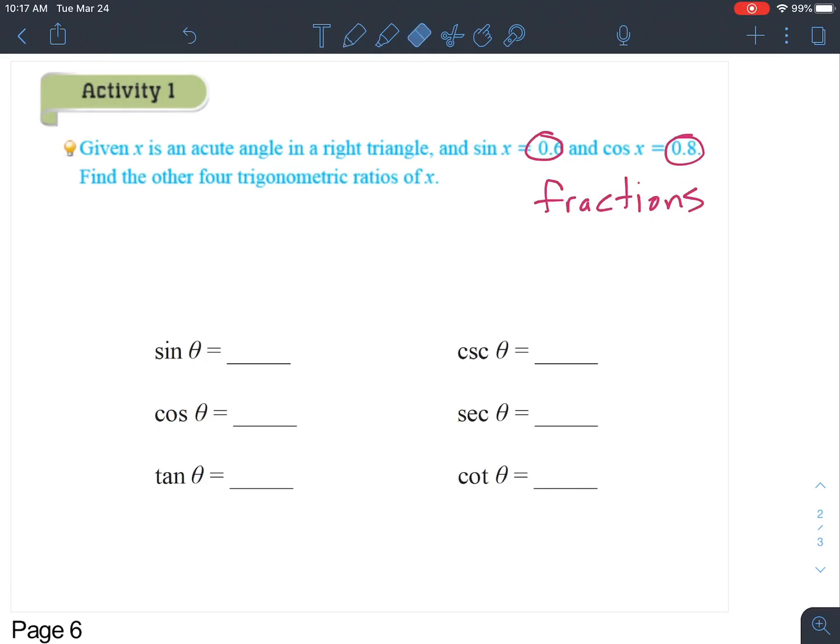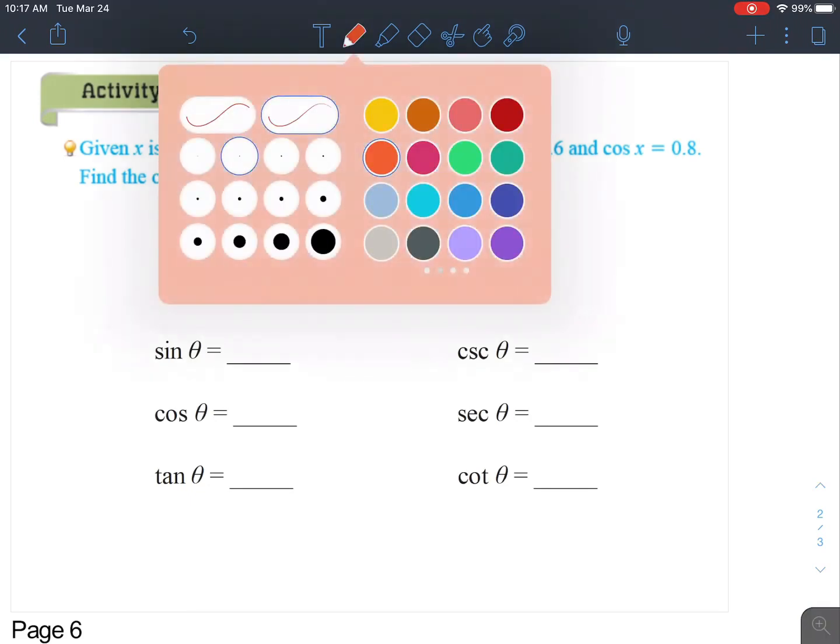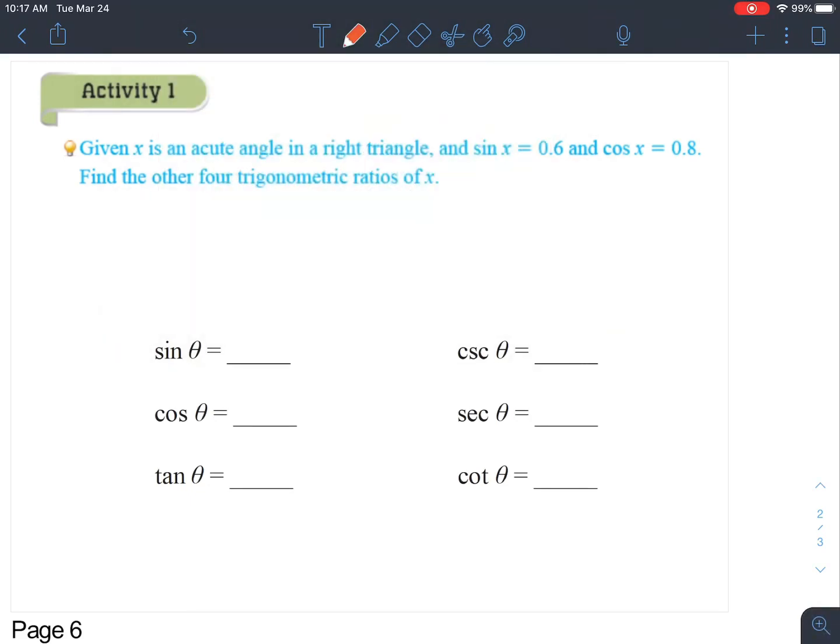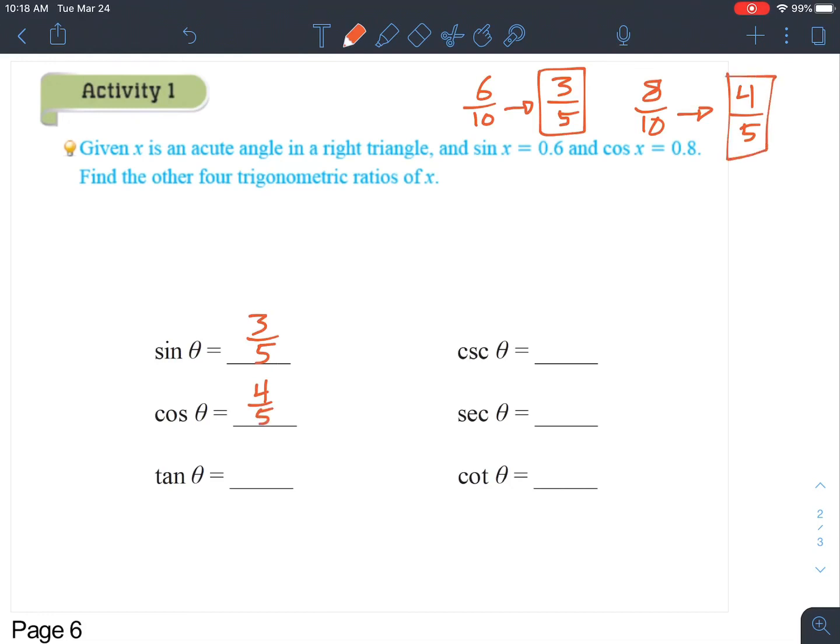Alright, so again, my hint that I gave you was that you should be trying to turn these numbers here into fractions, and then this question becomes a lot easier for us to solve. So we know that 0.6 is 6/10, and then if we simplify that, that's 3/5. So I'm just going to go ahead and write in sine was 3/5. Now for cosine, that is 8/10, and we're able to simplify 8/10 to become 4/5. So I'm going to put that in for cosine.